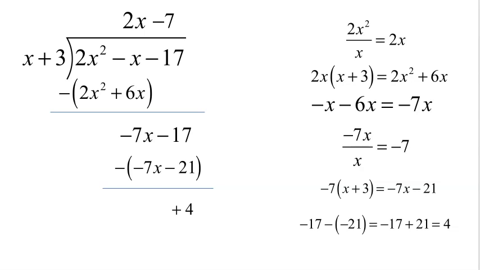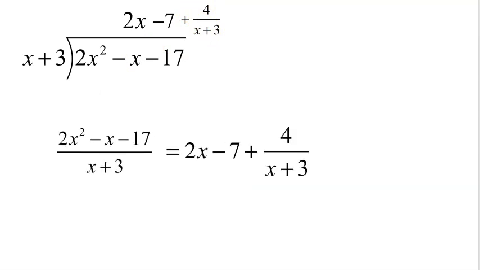What we should do then is write that remainder over the divisor. So plus 4 over x plus 3. And that's what our quotient will be. So 2x squared minus x minus 17 divided by x plus 3 will be 2x minus 7 plus 4 divided by x plus 3.